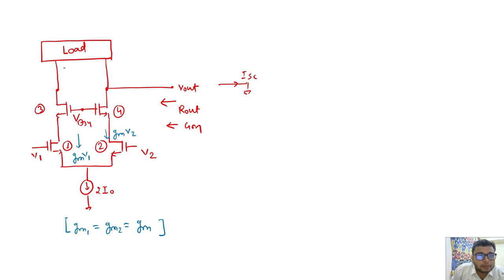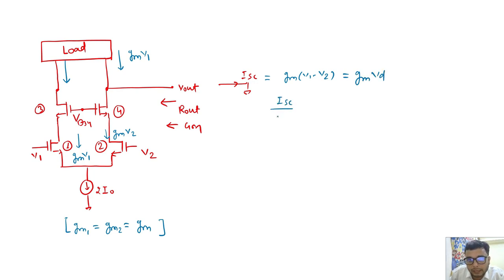From here we can see that this load device is nothing but a current mirror. So here I will get GM V1. Again, ISC is nothing but GM (V1 minus V2), so it is nothing but GM VD. So ISC by VD, which is the GM of the overall structure, is nothing but the GM of the input pair. So GM is not changed. Then what is the utilization of this structure if GM is still the same?